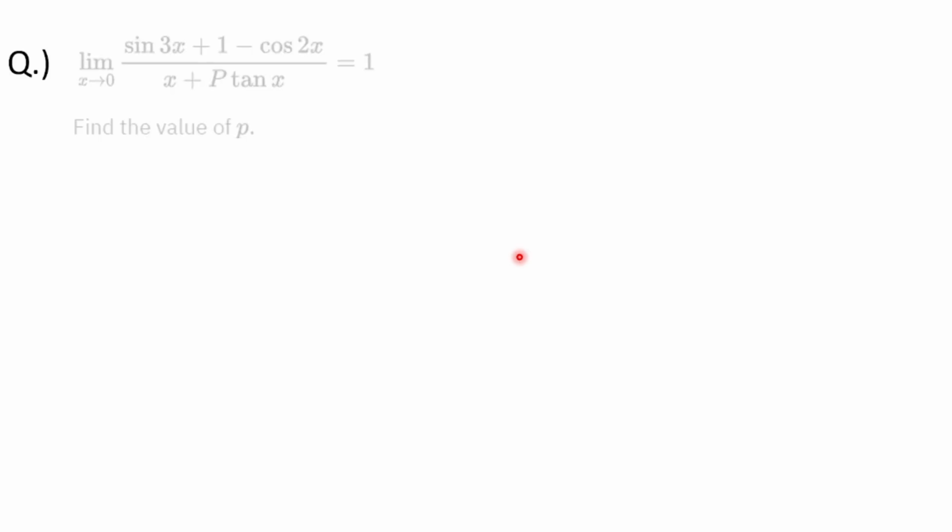Let us look at the first question. Limit x tends to 0, sine 3x plus 1 minus cos 2x divided by x plus p tan x. The value of this limit is equal to 1. We are required to find the value of p. Now, let us look at the solution of the problem.